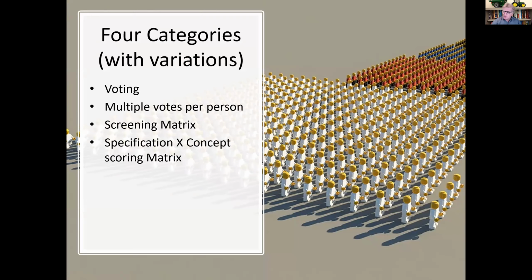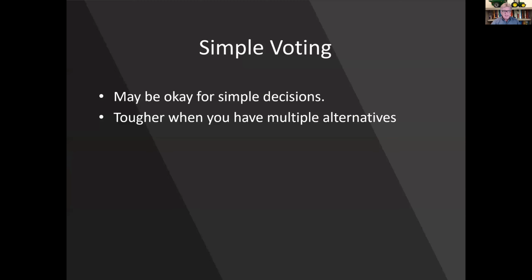So again, I'm going to go through these four. The first one obviously here is voting. And the first one we often think about, we've got 5 people on a team. Who votes for which design? You've got 5 design alternatives. Who wants to cast a vote for alternative number 1? Simple voting might be okay if you are making a really simple decision. However, it is really tough if you have multiple alternatives.